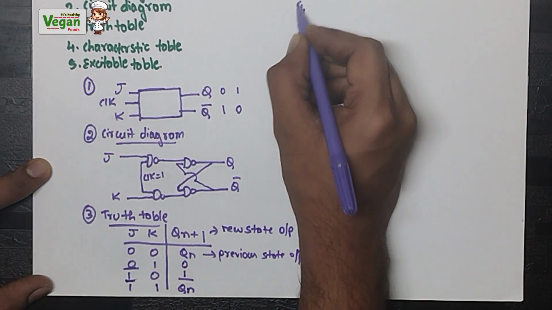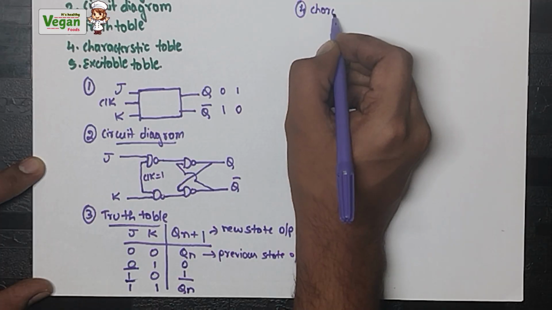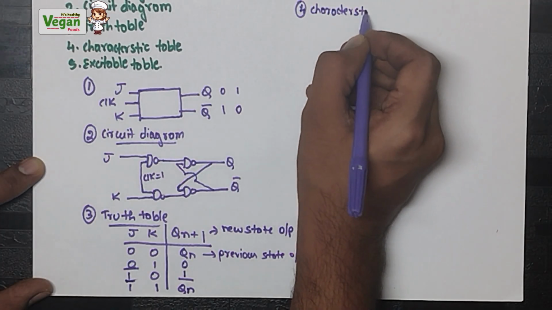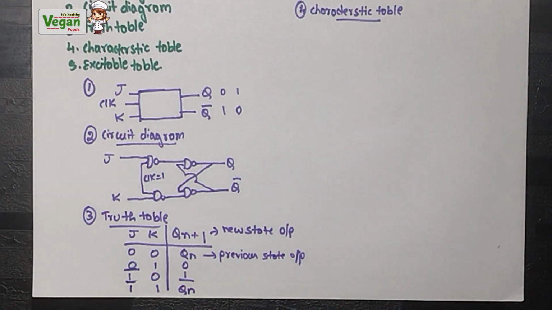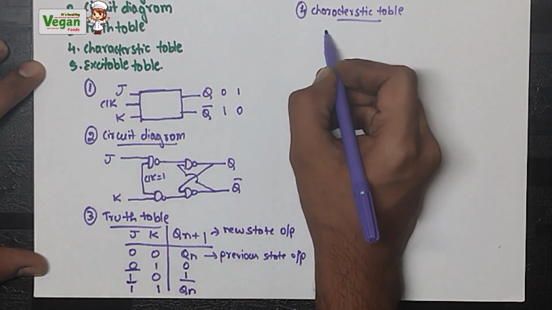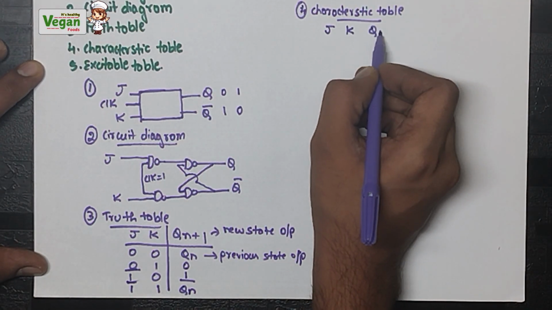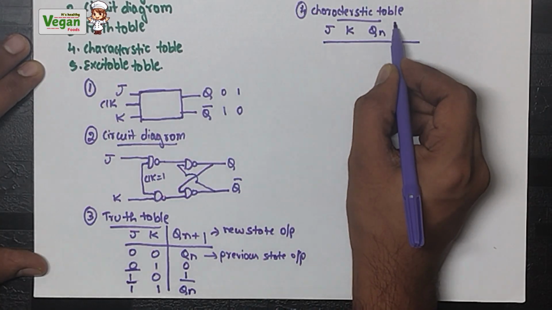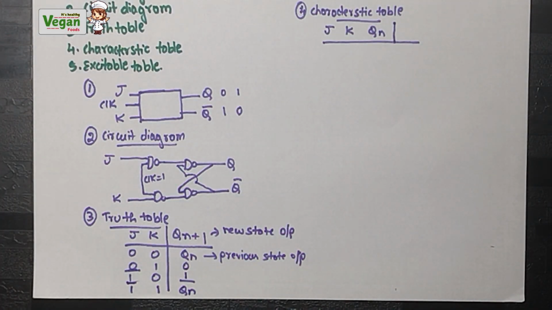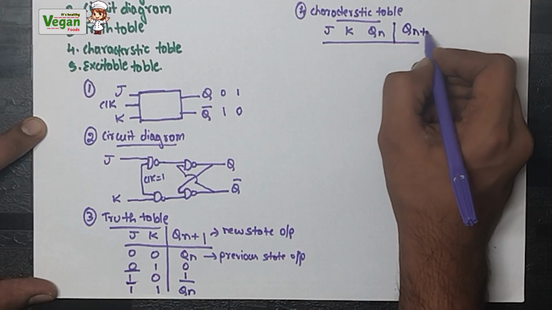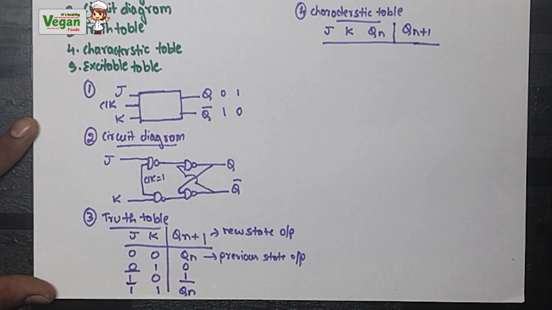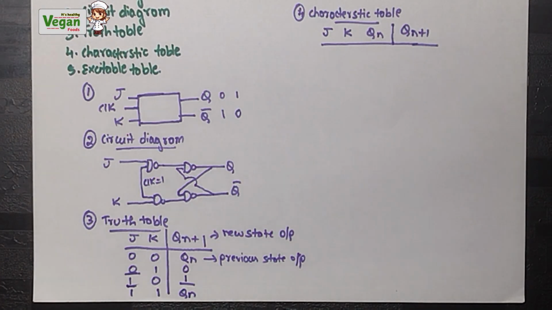Next, using this truth table, we must draw the characteristics table. So the fourth step is characteristics table. To draw the characteristics table, let's take the inputs. What will be the inputs? J, K and Qn will be acting as the inputs. So we have three inputs. What is Qn? Qn is the previous state output. Next, the output will be Qn plus 1, that is the new state output.